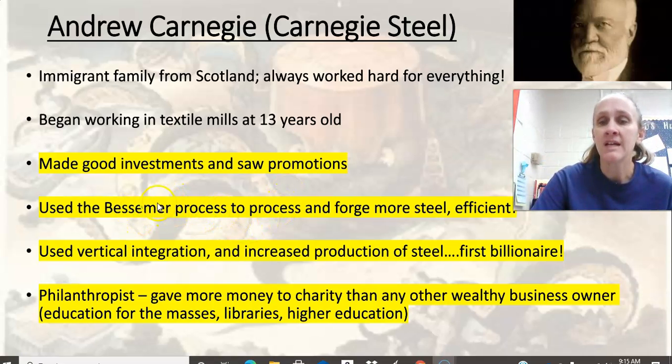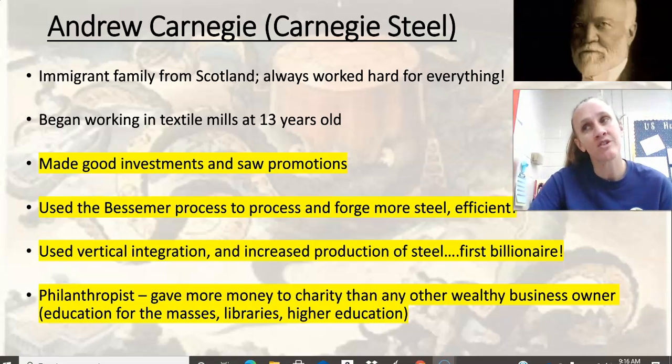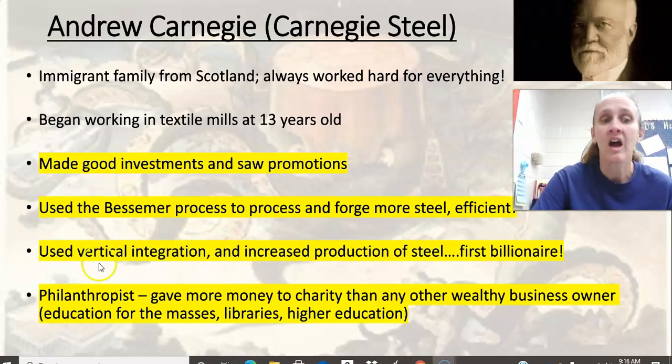He discovered a process to forge better steel more efficiently. It was called the Bessemer process. When you find a way to process your steel and create it in a more efficient way, you're saving money. And you can do it faster so you can produce more steel, so you're saving even more money. He also used vertical integration to increase the production of steel. And he's kind of the first billionaire in U.S. history.